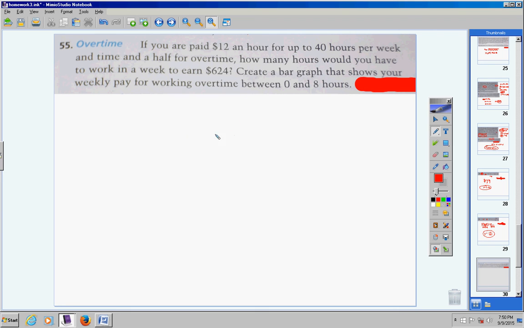We can try to set up some really long, complex formula or equation if you want to. That's not what I'm going to do. I'm simply going to say this. I know for sure I get 12 bucks an hour, and I know for sure I'm going to work 40 hours a week. So 12 times 40 is 480. Is that $480, is that how much money I made?